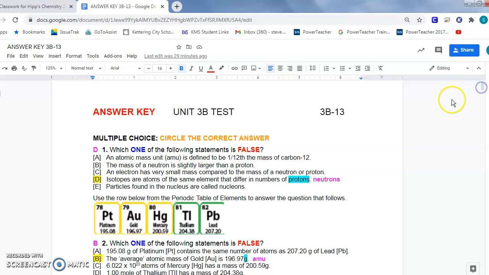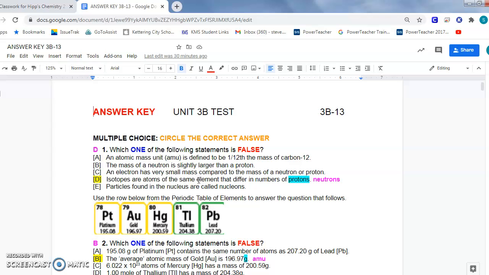Number one, which of the following statements is false? If we go straight to letter D, we'll see that that is definitely false. Isotopes are atoms of the same element that have different numbers of protons. Well, if atoms have different numbers of protons, they are not atoms of the same element, because what distinguishes an atom as being a particular element is the number of protons.